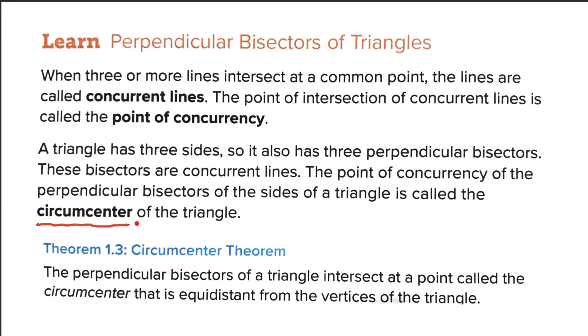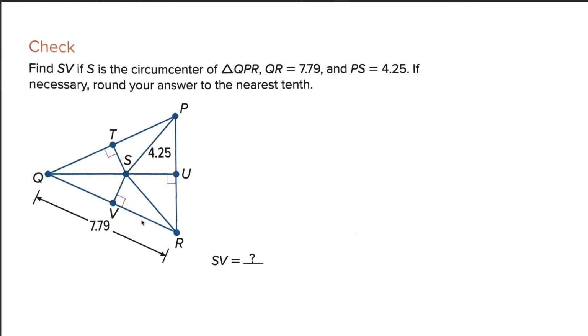It turns out that the circumcenter is equidistant from every vertex on the triangle. In other words, the points of the triangle. So how do you use that? Well, here we go. It says, find SV if S is the circumcenter of triangle QPR. It says QR is 7.79, PS is 4.25, and if necessary, round your answer to the nearest tenth.